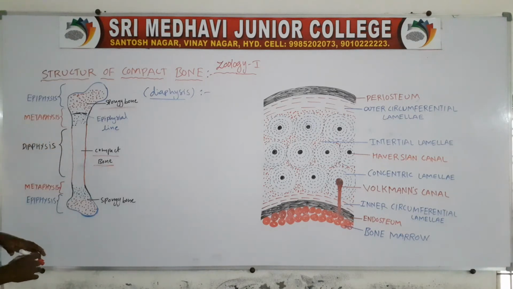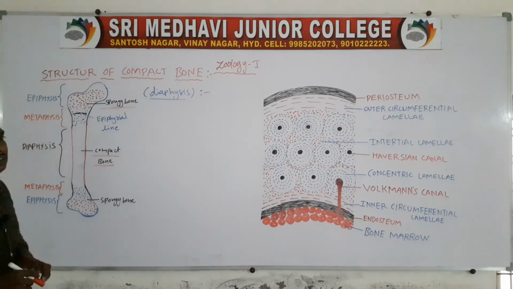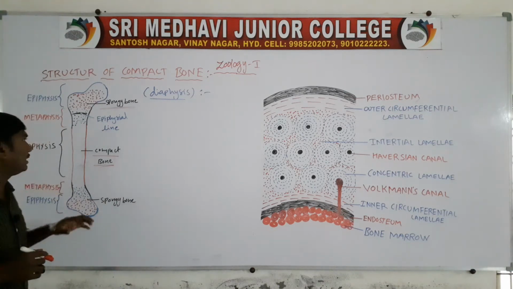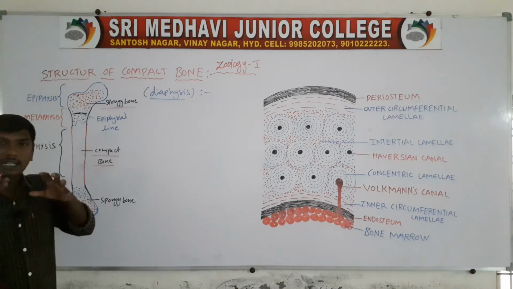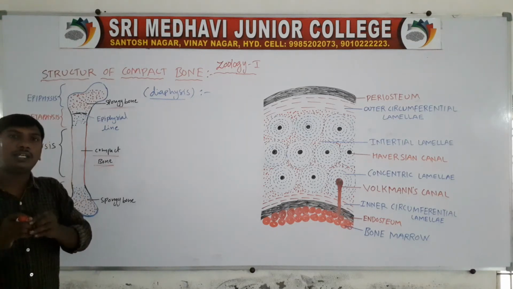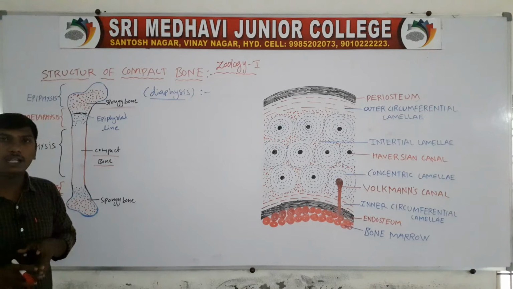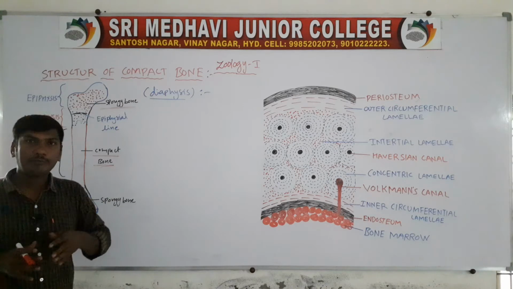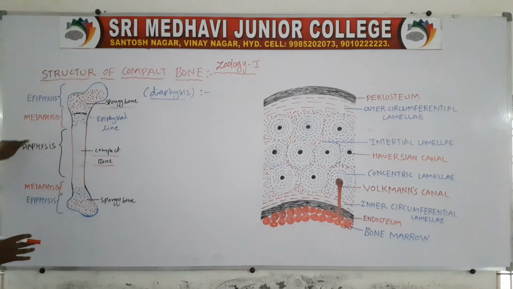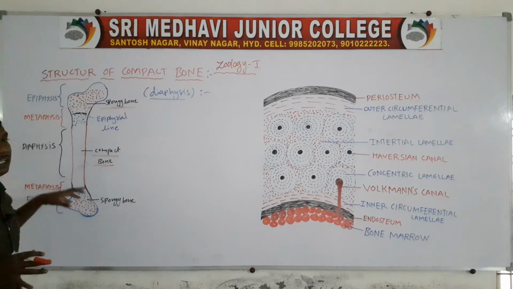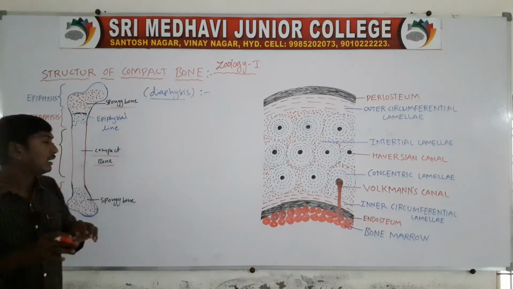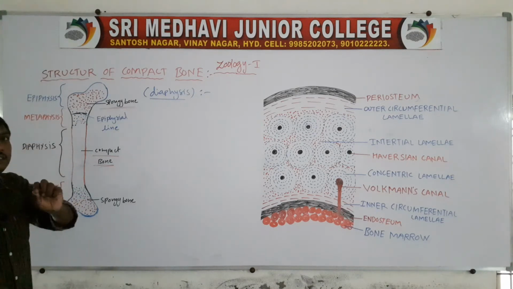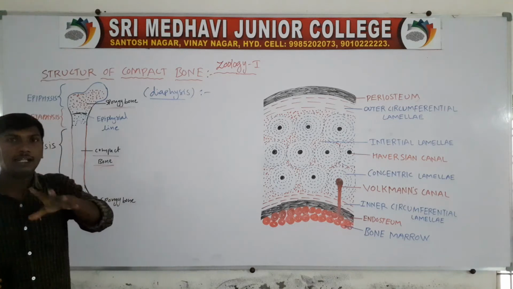In the metaphysis there is the epiphyseal region, which helps in the elongation of the bones. The metaphysis region contains the epiphyseal plate. Between the epiphysis and diaphysis is the metaphysis, and in this region is the epiphyseal plate.